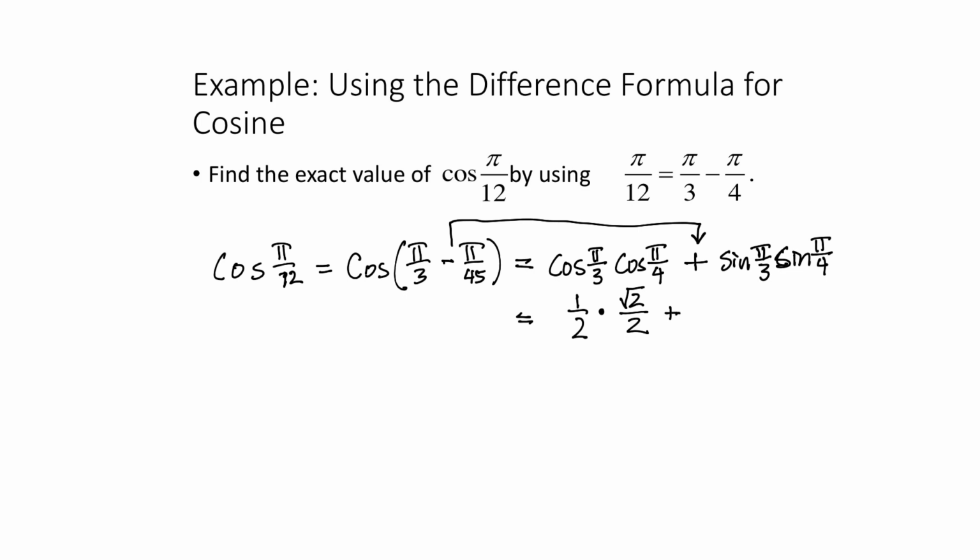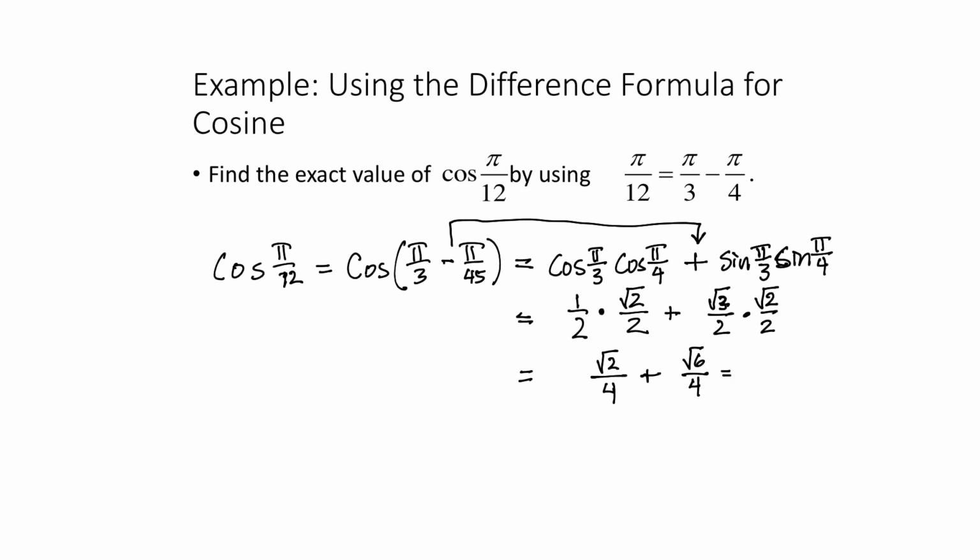The sine of pi over 3, or the sine of 60 degrees, is root 3 over 2, multiplied by the sine of pi over 4, which is the same as the cosine of pi over 4. They both have the same value, root 2 over 2. Now we can do our multiplications. This gives me root 2 times 1, or root 2 over 4, and root 3 times root 2 is root 6 over 4.